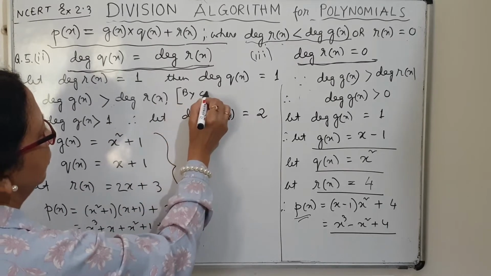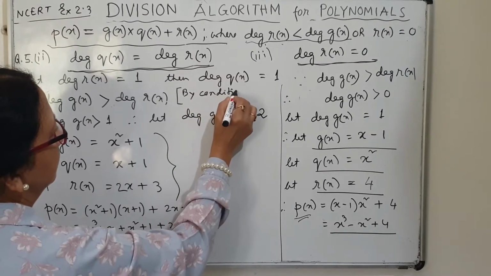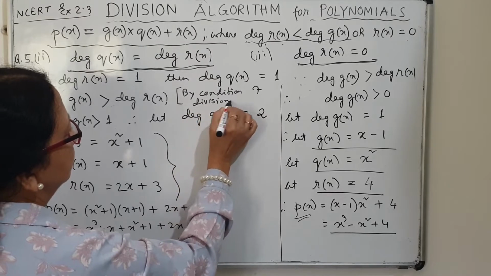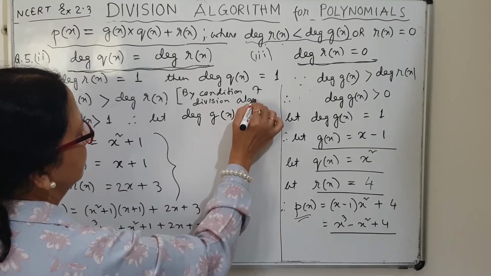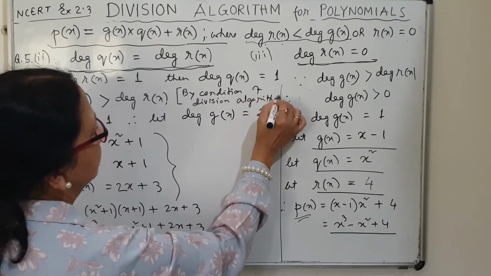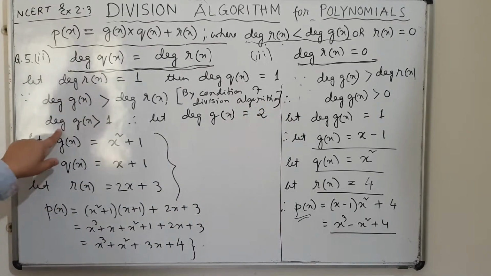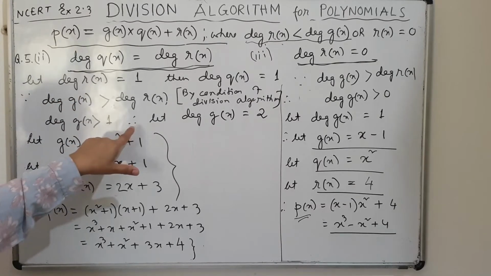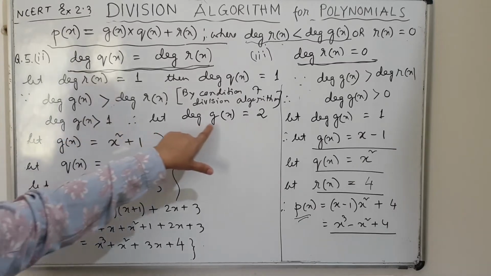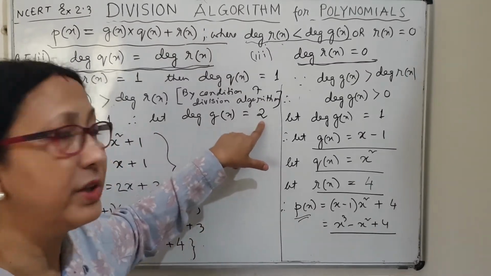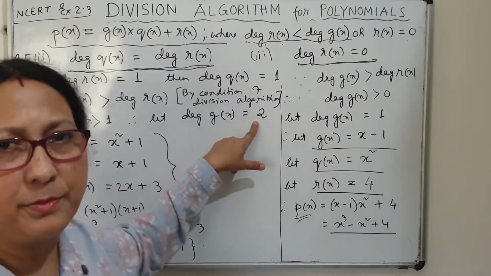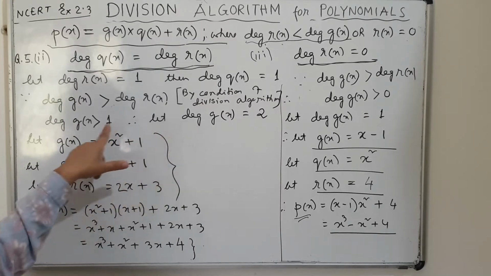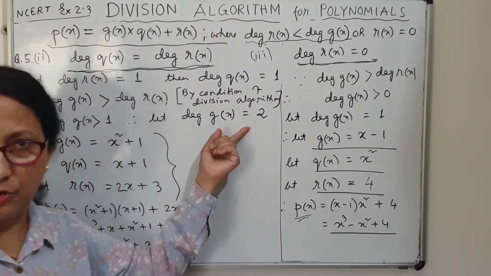So degree of g(x) is more than degree of r(x) by condition of division algorithm. So degree of g(x) has to be more than r(x), which was 1. So we can again assume some number which is more than 1. So let the degree of g(x) be 2. Again here we can take 3, 4, 5, etc. So for simplicity I am taking the smaller numbers. So g(x) is 2. When I know the degrees of the polynomials, I can write the polynomials.